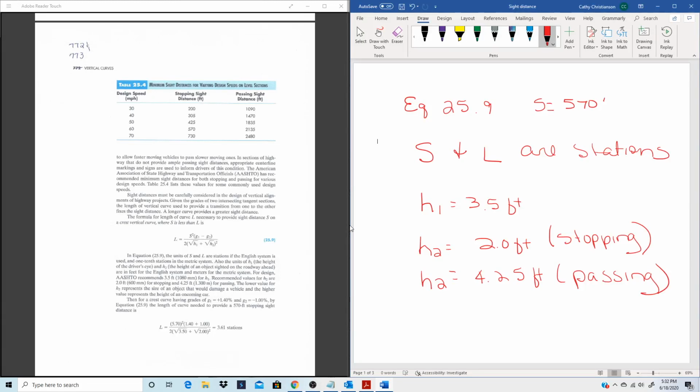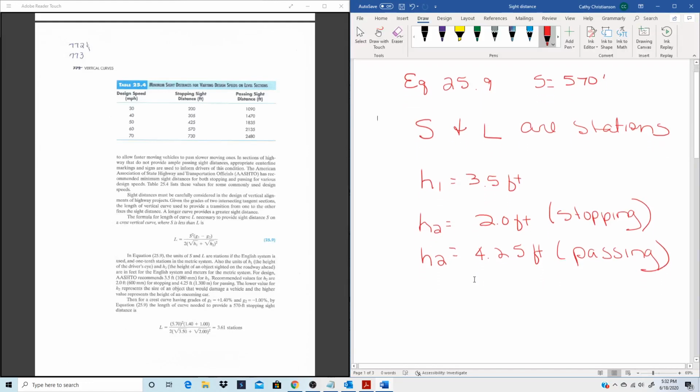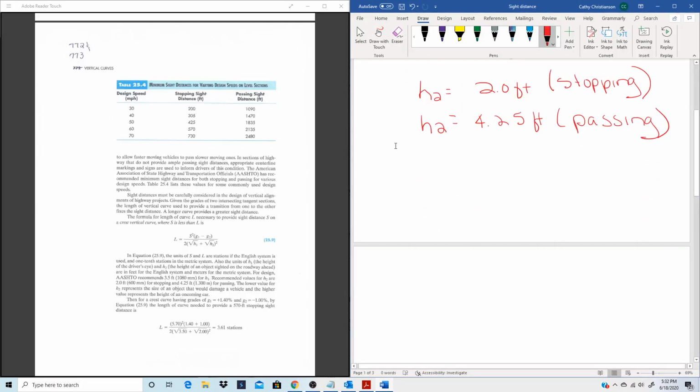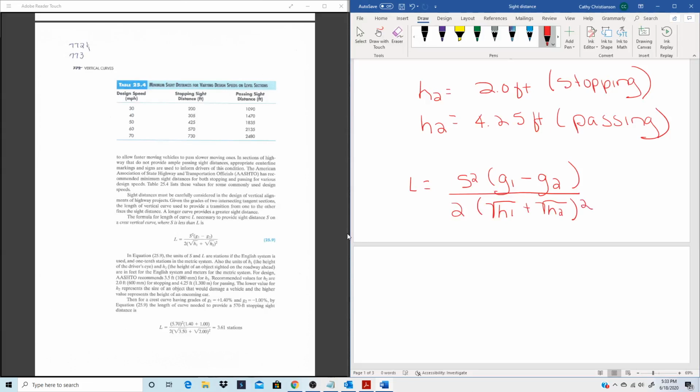Okay, so now we want to go ahead and start working a problem, putting some numbers in so you'll see how they work. So we want to first start with equation 25.9. L equals S squared times G1 minus G2, over 2 times the square root of H1 plus the square root of H2, and that's squared.